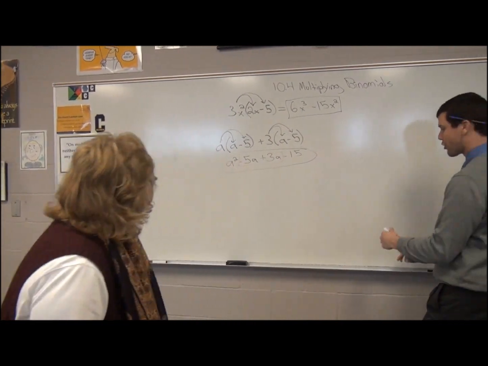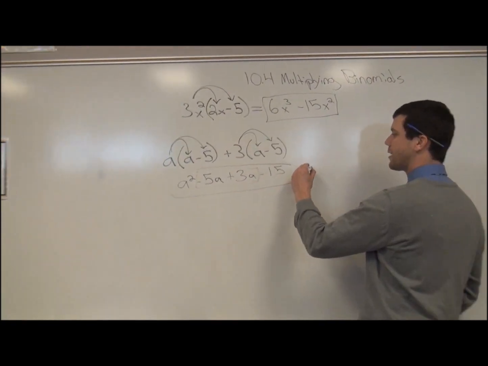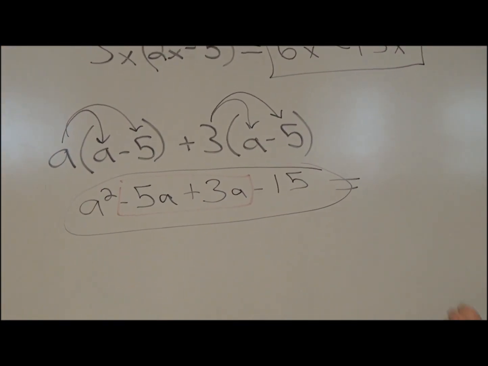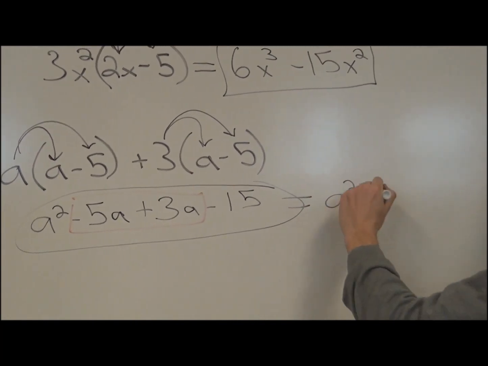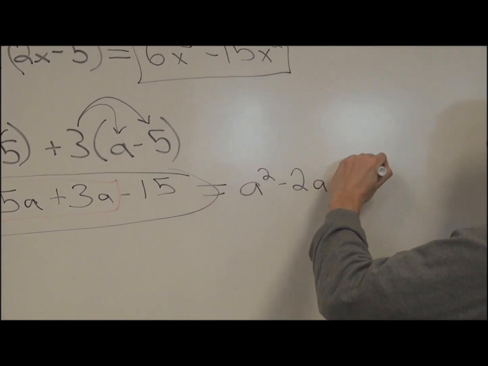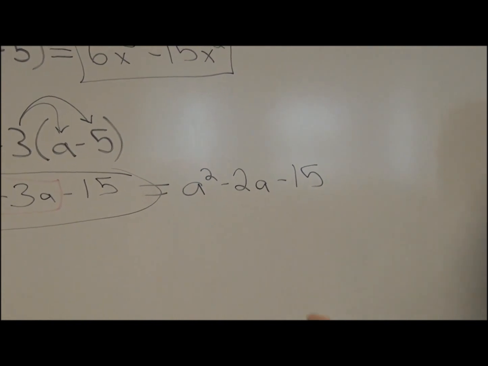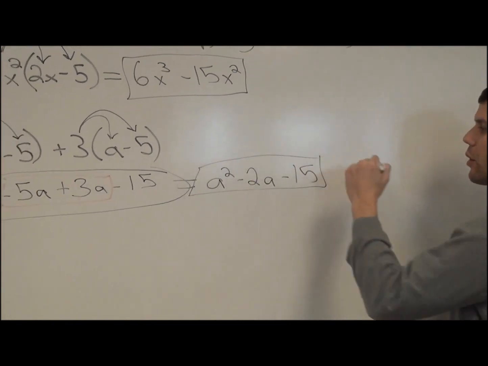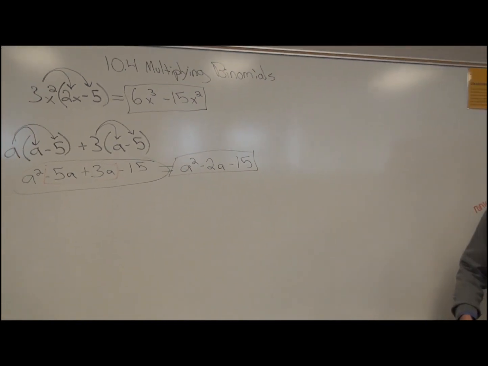So when they merge, when we bring those A's together, what's our final answer going to be? A squared minus 2A minus 15. Very good. Here we now have no like terms, nothing else to simplify or bring together.